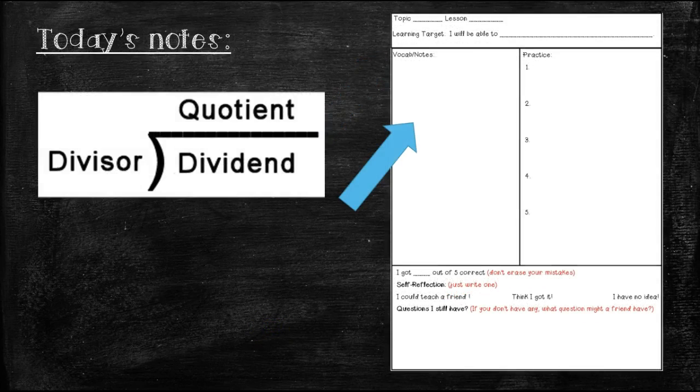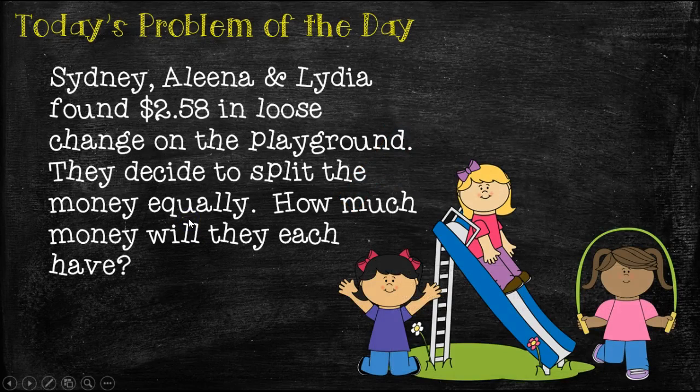Today's notes, it's really important that you understand what is the divisor, what is the dividend, and what is the quotient. This will be on your topic test, but it's also really important when you're talking about story problems and asking for the quotient. It will tell you exactly what thing you need to do in the problem. So it's important to know these. So go ahead and make sure you have them written in your notes.